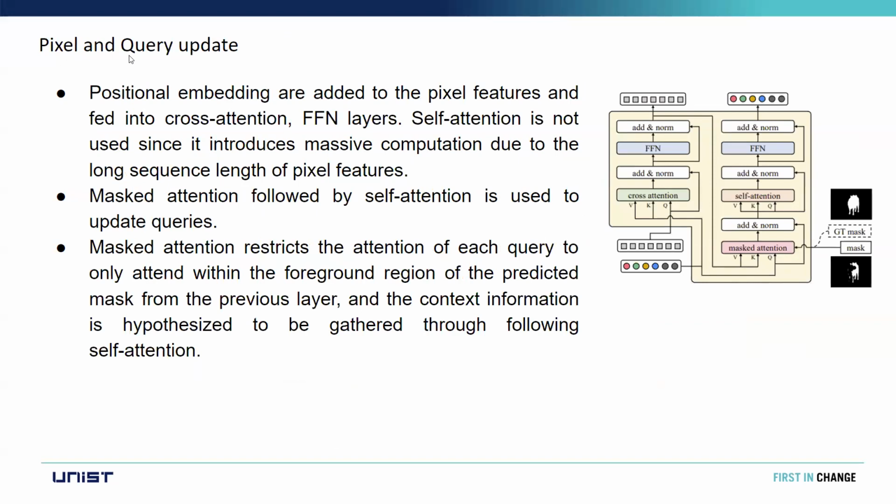So how do we update the pixels and queries? First, we add positional embeddings to the pixel features and feed them into the cross attention and feed-forward network layers. But we don't use self attention here because it introduces massive computation due to the long sequence lengths of pixel features. For the queries, we use mask attention, followed by self attention. This mask attention is useful because it restricts the attention of each query to only attend within the foreground region of the predicted mask from the previous layer, and the context information is hypothesized to be gathered through the following self-attention. So basically we use the predicted masks to mask the attention, and then perform self-attention in the next stage. I will explain more about this later.